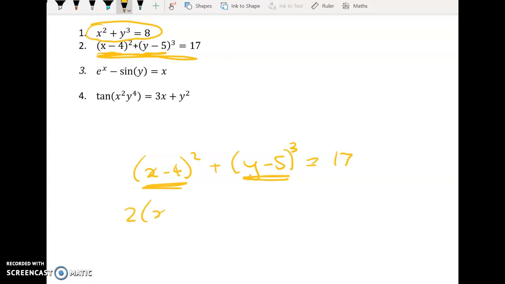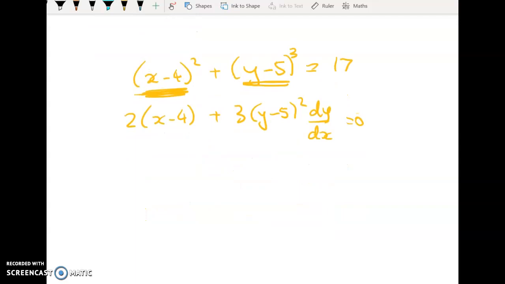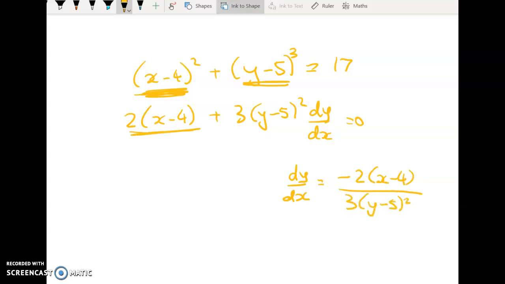We get 2 times x minus 4 when we're differentiating with respect to x, plus 3 times y minus 5 squared dy by dx is equal to 0. Rearranging that, I'm going to go quickly with this rearranging because I'm teaching in about 5 minutes. So dy by dx is equal to negative 2 times x minus 4, that's from subtracting that from both sides, divided by 3 times y minus 5 squared. So there's that one finished.